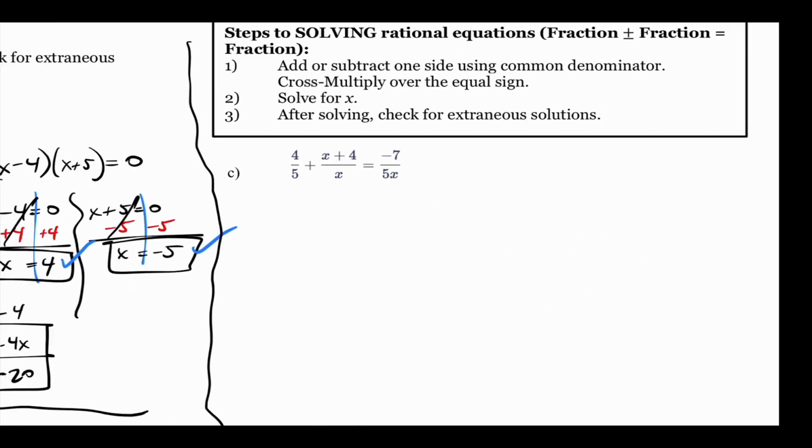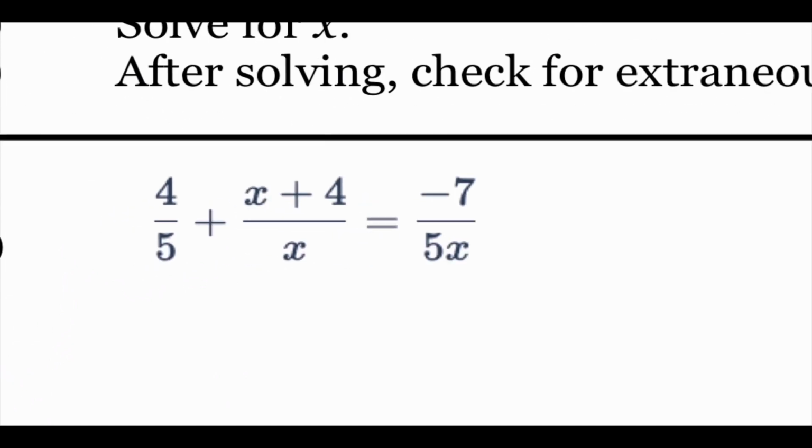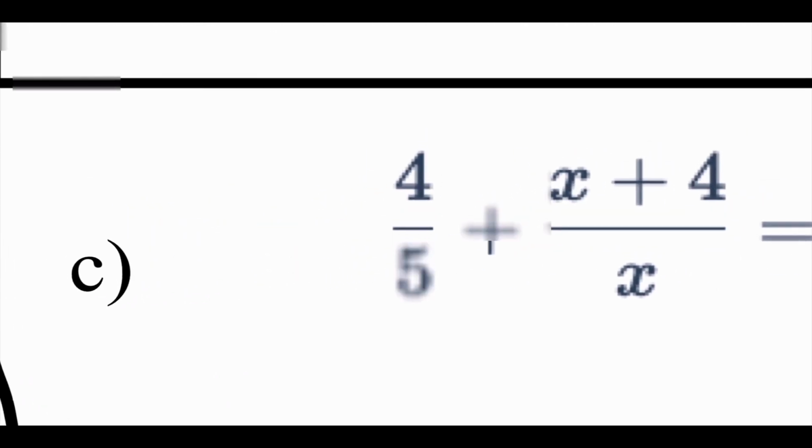Okay. So what if I have something like this? I have an equal sign, but on one side of the equal sign, there are 2 fractions being added or subtracted together. What do I do? Well, this is what we're going to do.